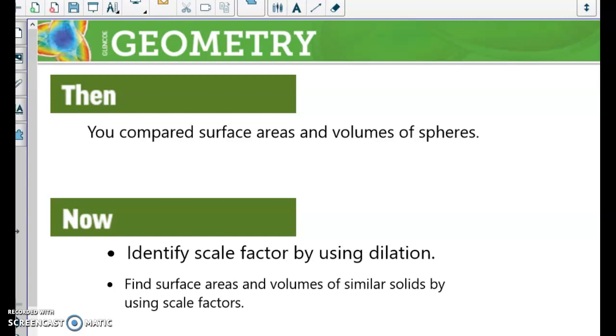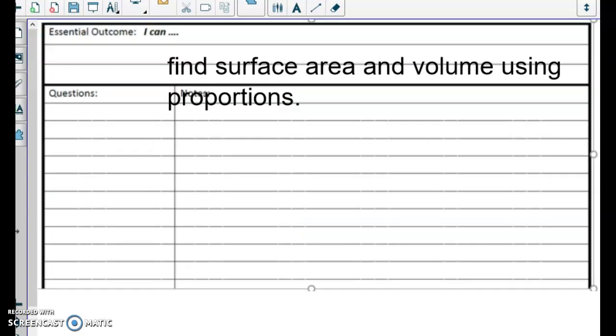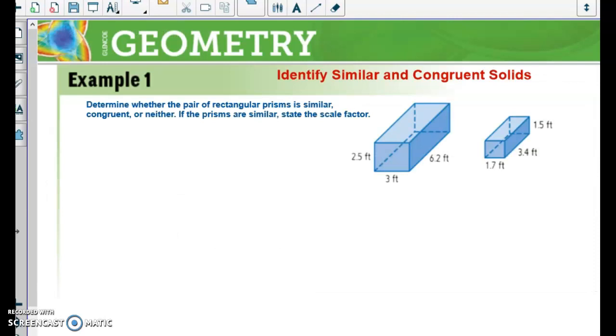Here we are on Chapter 11, Section 6, and we are going to be comparing surface areas and volumes of all the shapes using proportionality. We're going to be finding surface area and volumes using proportions. And for this to work, we need to know that all of the sides are proportional.